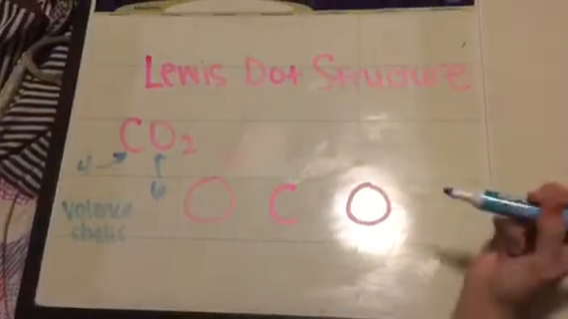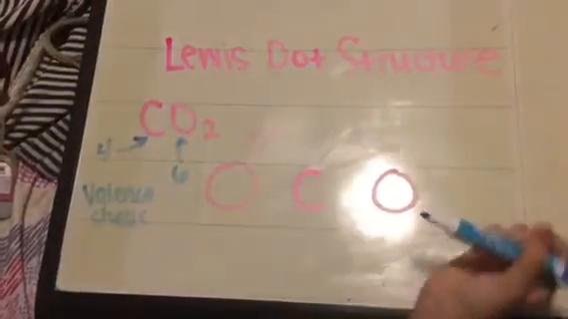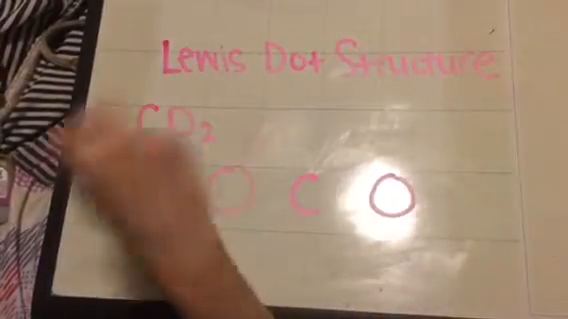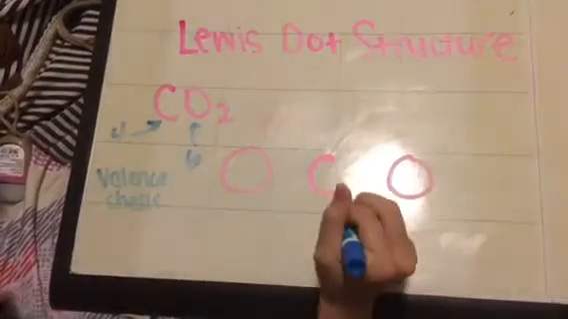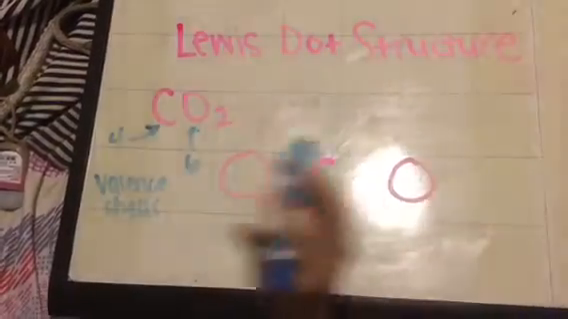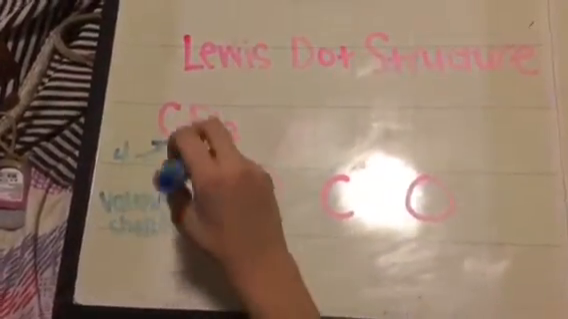Science. To draw the Lewis dot structure for CO2, first you need to write out all of the elements that are in this compound, which are 2 oxygen and 1 carbon. And so you need to find how many valence electrons are in the outer shell.